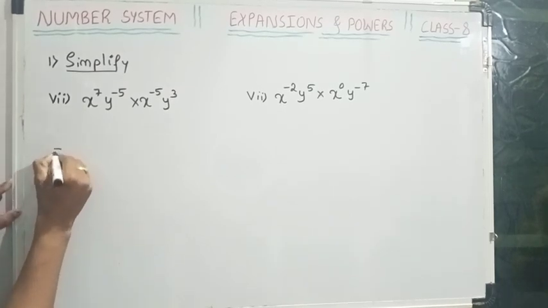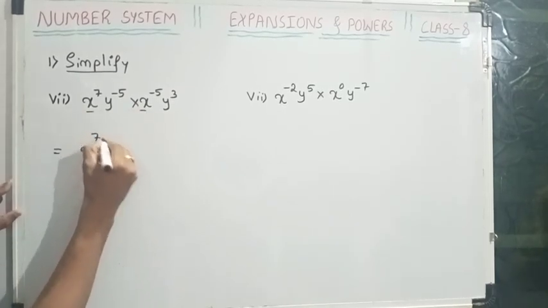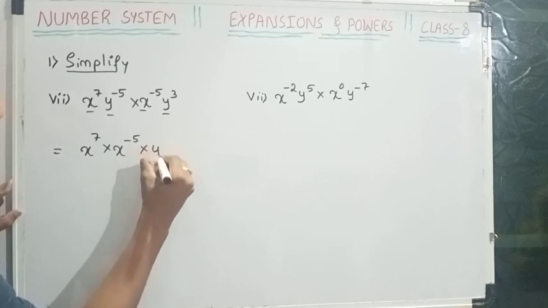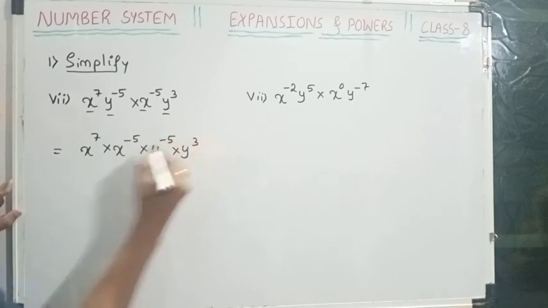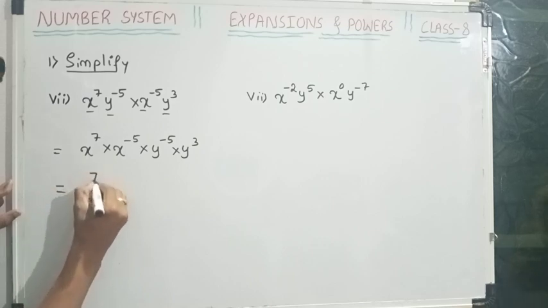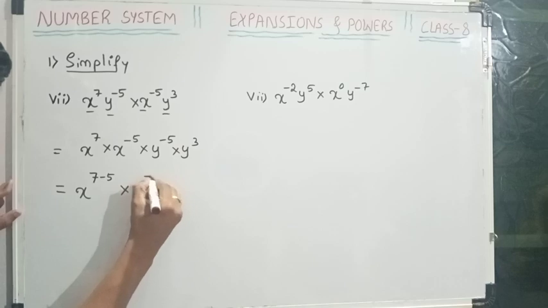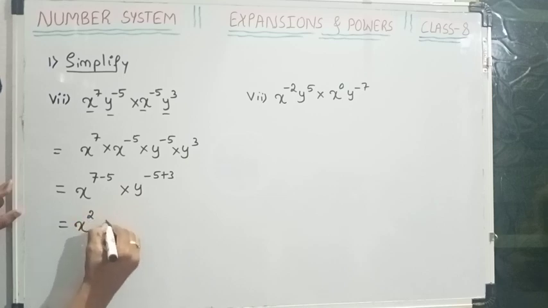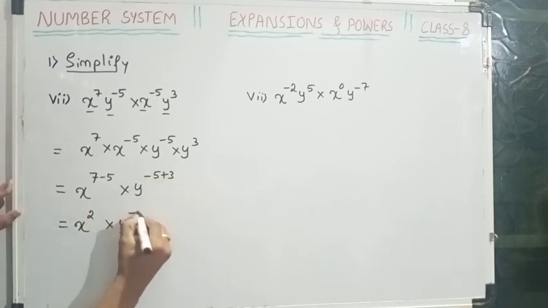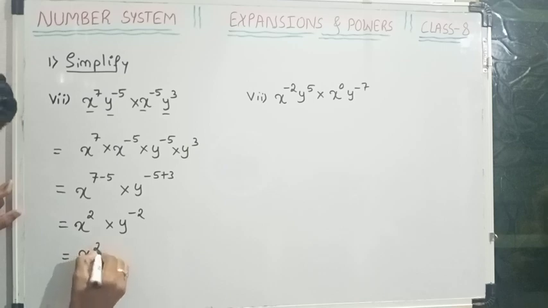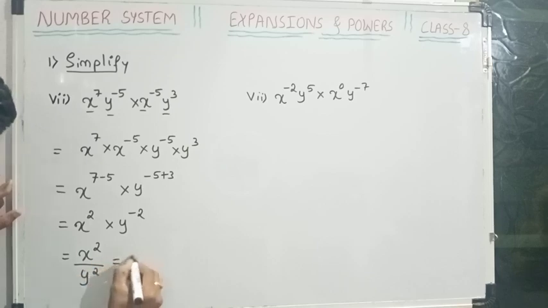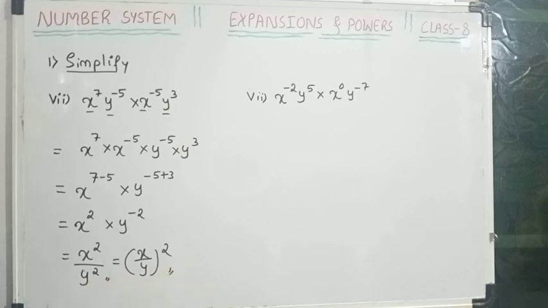Next question. x to the power 7 into y to the power minus 5. Here, I'll rearrange the terms. x to the power 7 into x to the power minus 5 and y to the power minus 5 into y to the power 3. Here, x to the power 7 minus 5 into y to the power minus 5 plus 3. x to the power 7 minus 5 is 2 into y to the power minus 5 plus 3 is minus 2. I'll take this y to the power minus 2 downside. Because it is minus, when I bring it to the downside, it becomes plus. x to the power 2 upon y to the power 2, that is x by y whole square. That is the answer.